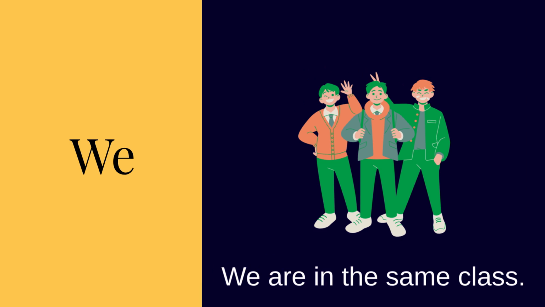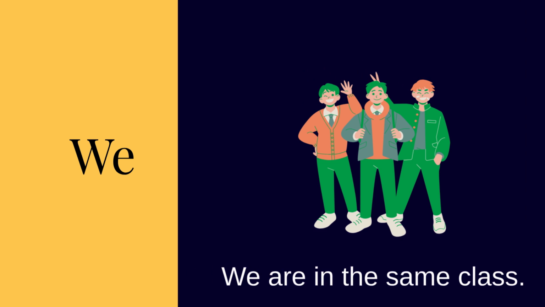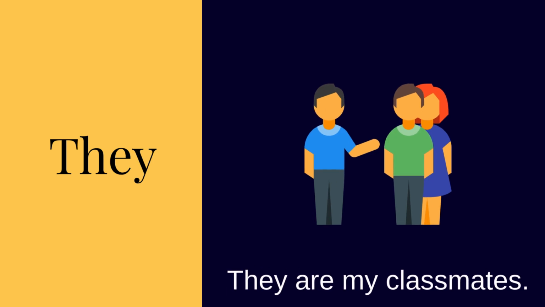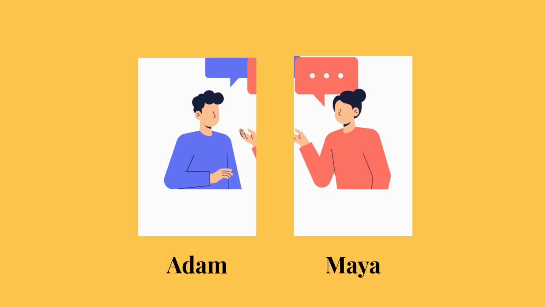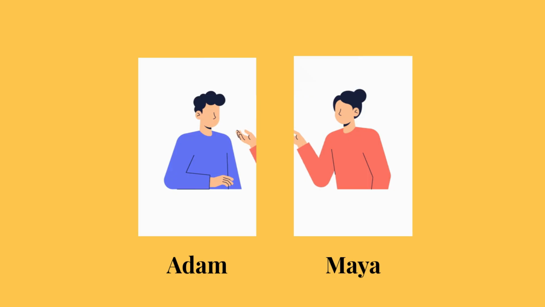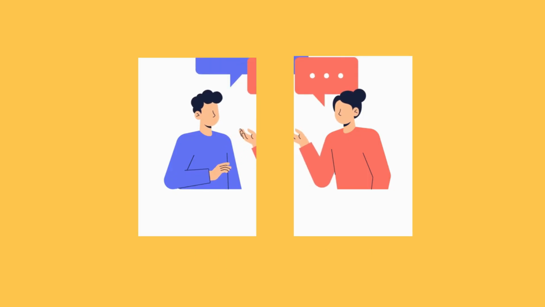We. For yourself and other people together. We are in the same class. They. For more than one person or thing. They are my classmates. Now, listen to this short conversation between Adam and Maya. Pay attention to the subject pronouns.